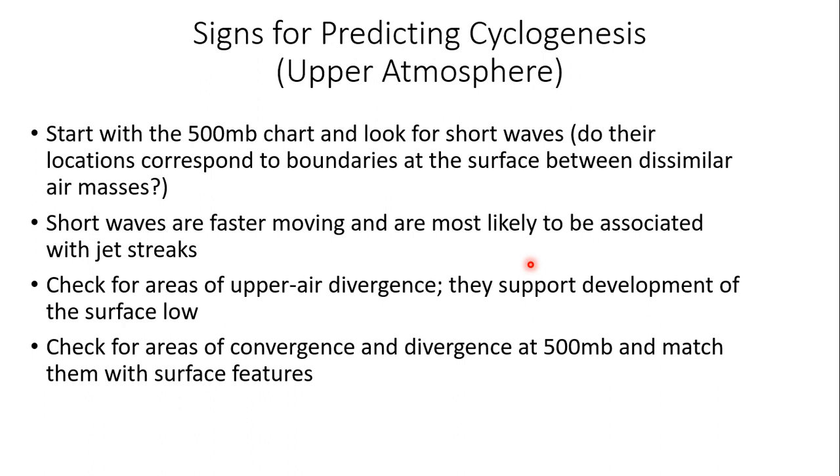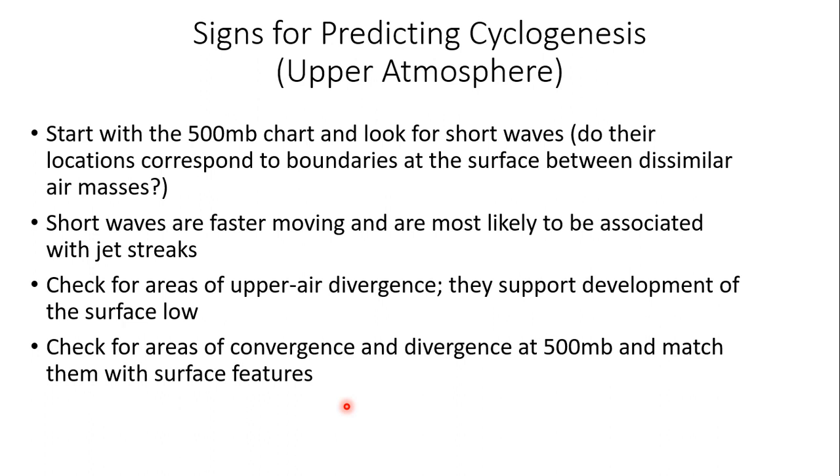The accelerated regions of wind in the jet stream axis or core, those jet streaks, are going to help move those short waves along rather quickly. Additionally, in the upper levels, you want to check for areas of upper air divergence, how that supports development of the surface low, and then check for areas of convergence in the upper levels as well. Match them with surface features.